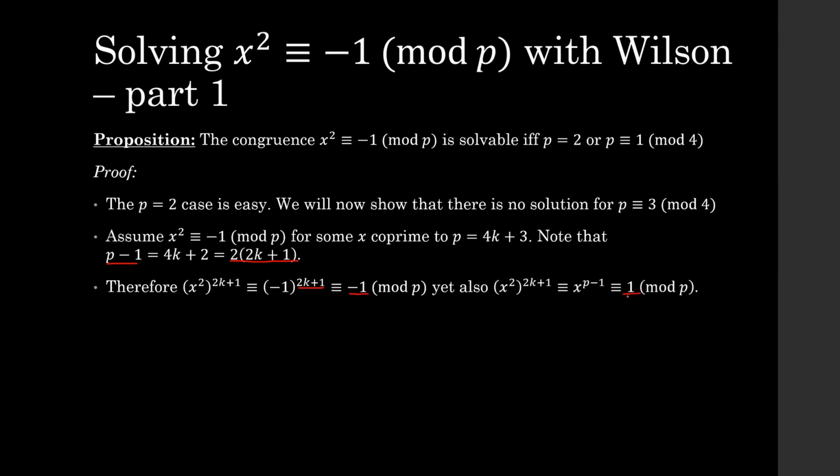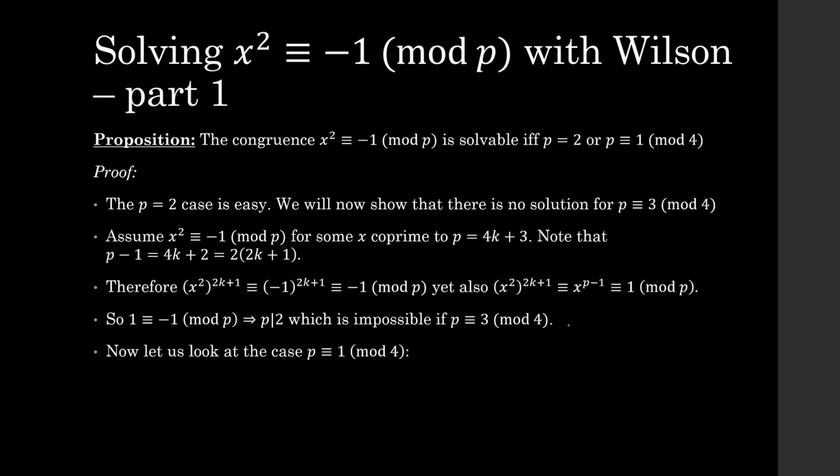Now that would be a contradiction unless P was equal to 2, and we're specifically considering P is not equal to 2. So that's a contradiction. And so it's impossible if P is congruent to 3 mod 4. We can't have a solution because it just doesn't work. So now let's look at the case P is congruent to 1 mod 4.